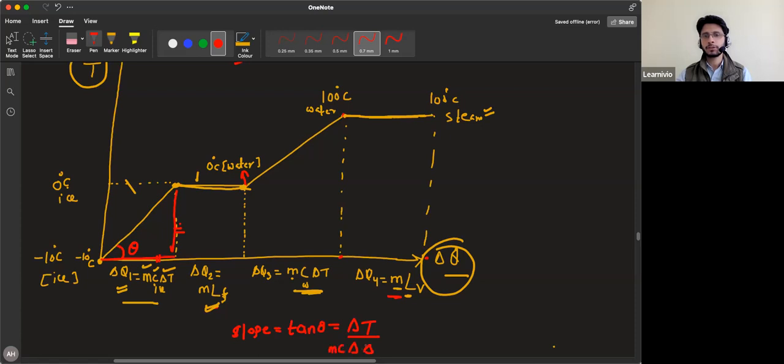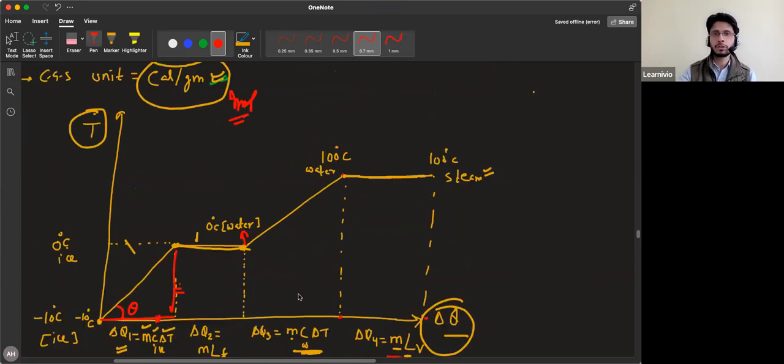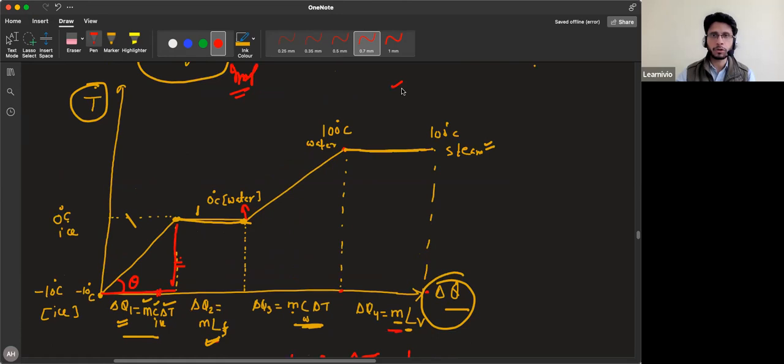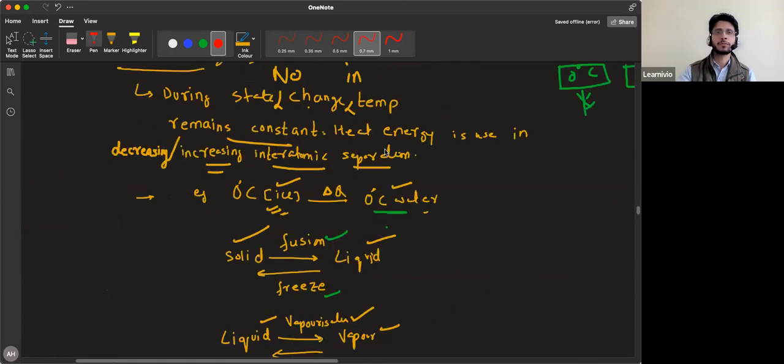So delta T will get cancelled out with the delta T, and you're left with just mc. Delta T will cancel this delta T, and this will be 1 by mc. So you can say that slope is inversely proportional to the specific heat. If you increase the specific heat, slope will decrease. Note it down. This graph is very, very important for exam.